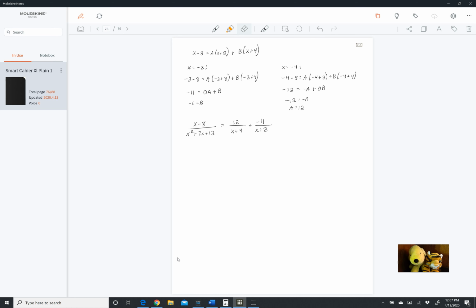And again, if you wrote 12 over x plus 4 minus 11 over x plus 3, that's exactly the same thing. Okay? I'm not going to write it in both ways, just because I don't want you to feel that you have to write it in both ways, but it is acceptable to write minus 11 over x plus 3, and a lot of people prefer it because then they don't have these negative numerators.